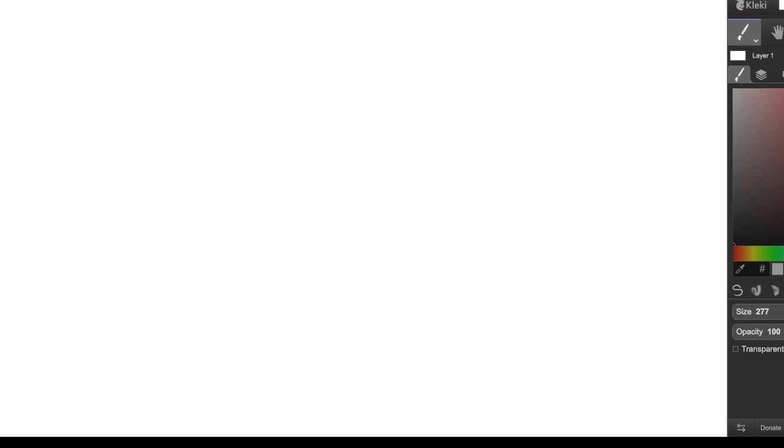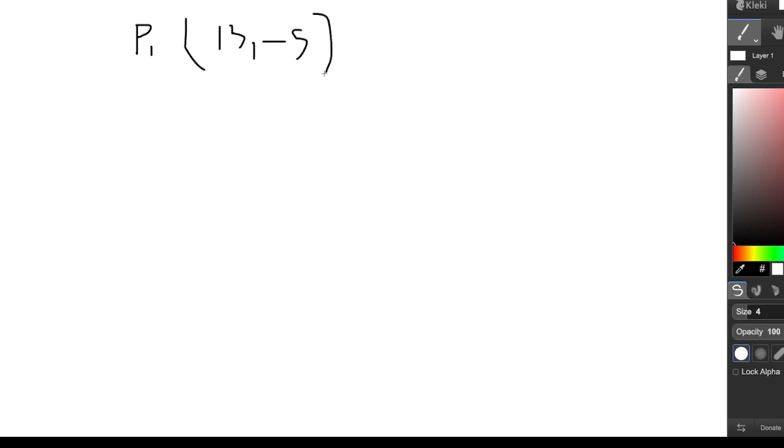Alright. Let's take a look at another question. Okay. Let's go with more midpoint related stuff, alright? Point P has these coordinates. Alright. Has the coordinates 13 and -5. Point Q has the coordinates 18 and 0.